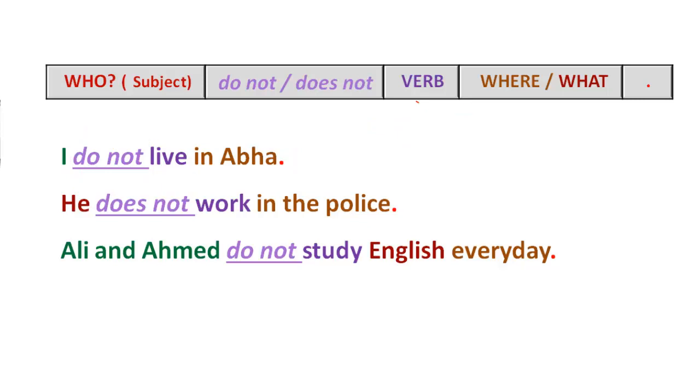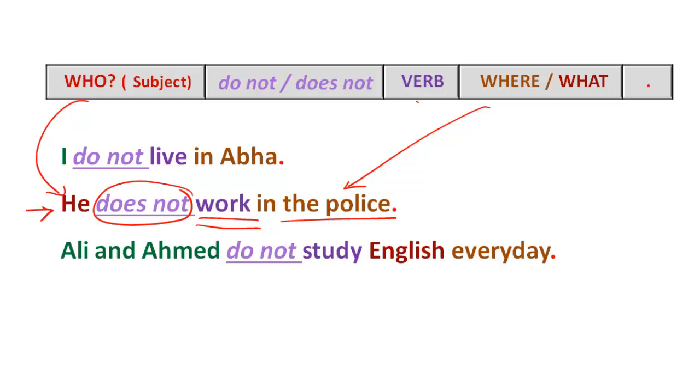In the second sentence, we see: he does not work in the police. The subject, who, we can find the answer, he. And as it is the third person singular subject, we have to use does not in front of the base form of the verb work. Then after that we can find the information about where, in the police. He does not work in the police.